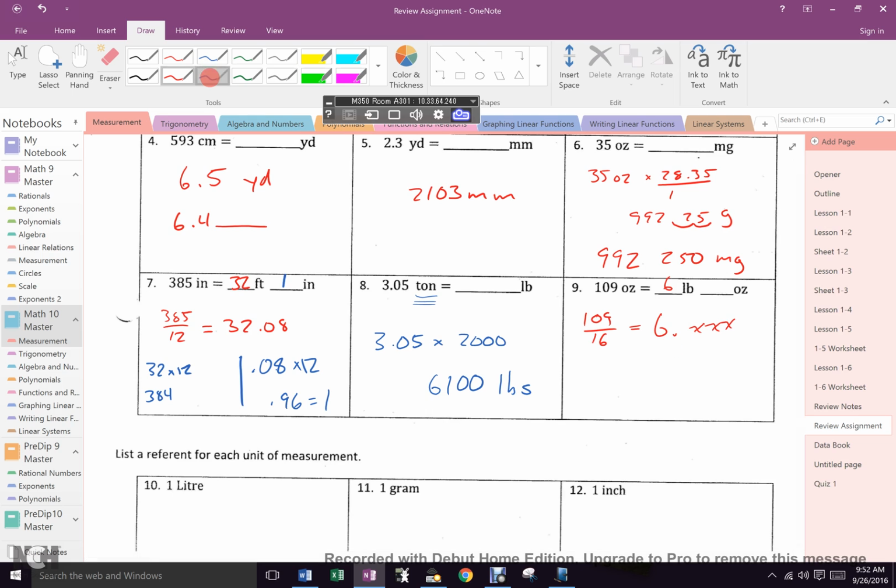So then you could either go XXX times 16, right? Or you could have gone 6 times 16, which is 96. You needed to cover 109 ounces. You had 96, so there was 13 ounces left over. Everybody cool? Give yourself a mark out of 9. Yeah?